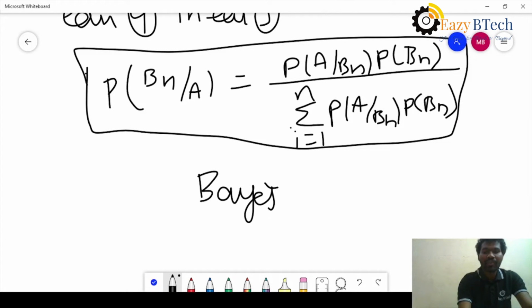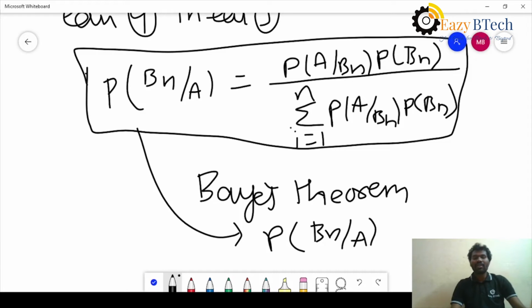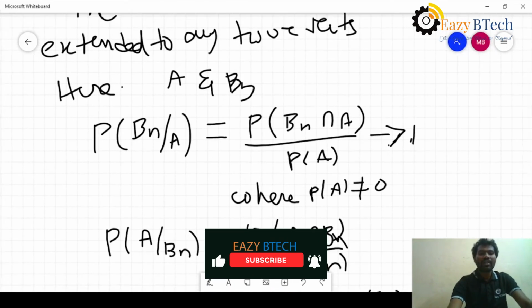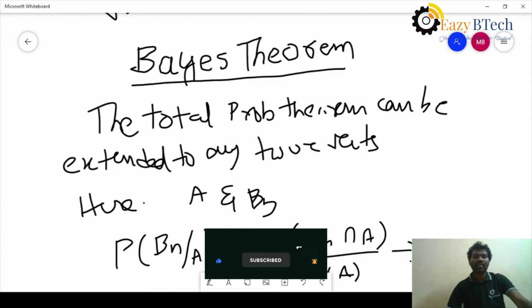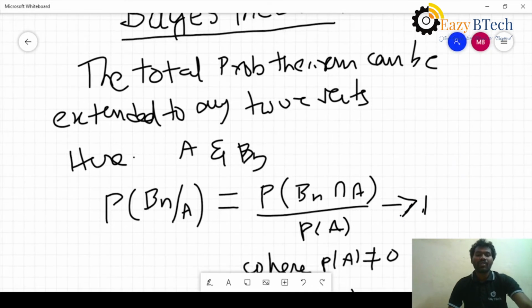So what does Bayes theorem indicate? We have to find out P of Bn given A using total probability, and that is nothing but Bayes theorem. I am explaining one more time. What does Bayes theorem state? The total probability theorem can be extended to any two events. The two events I am assuming here are A and Bn.